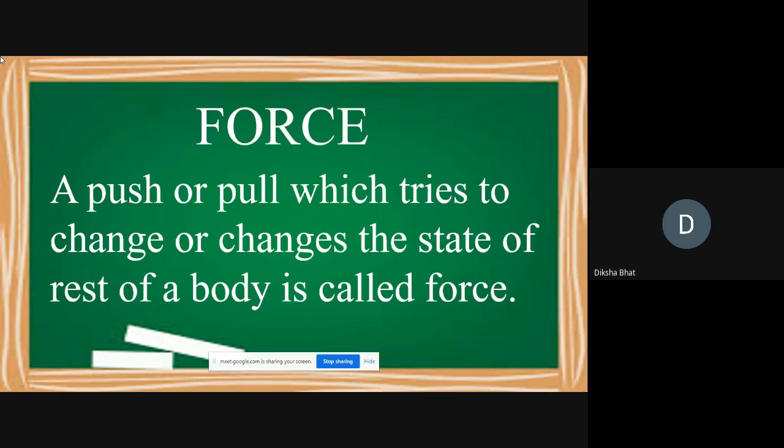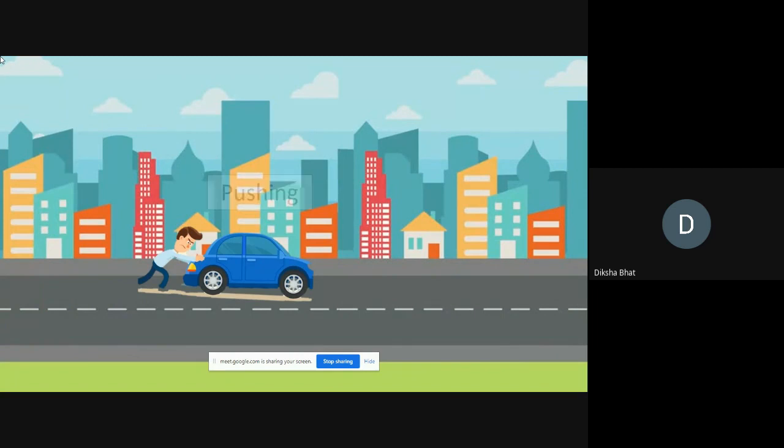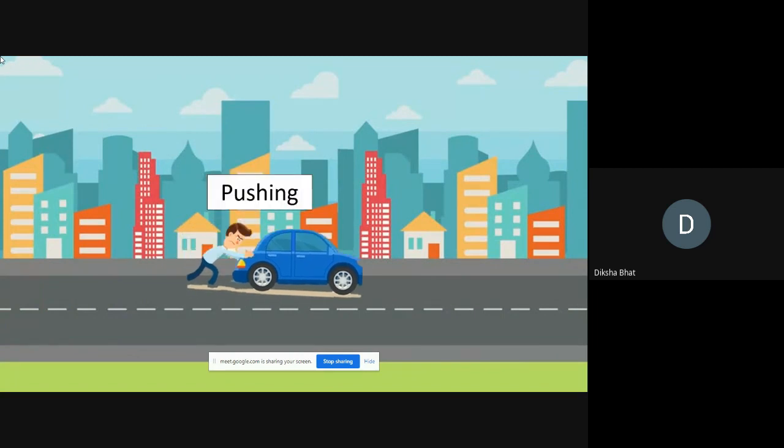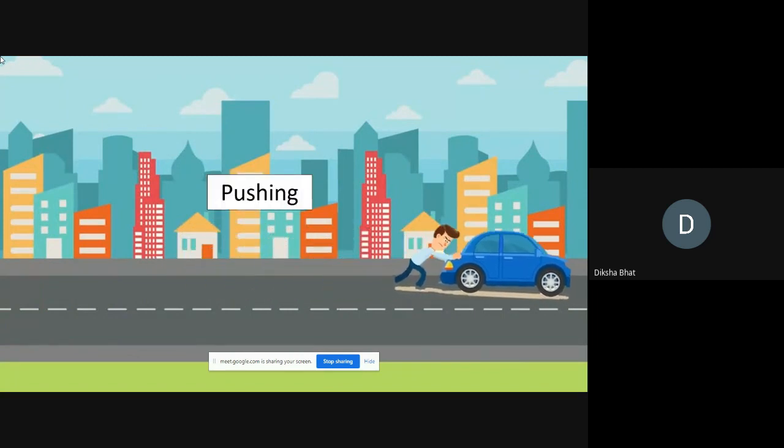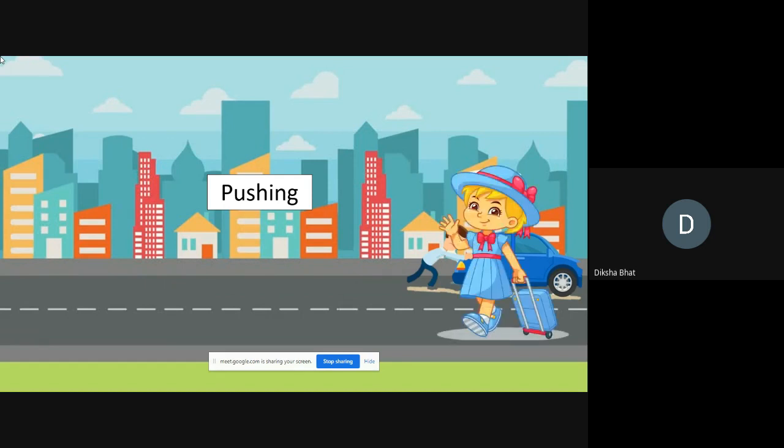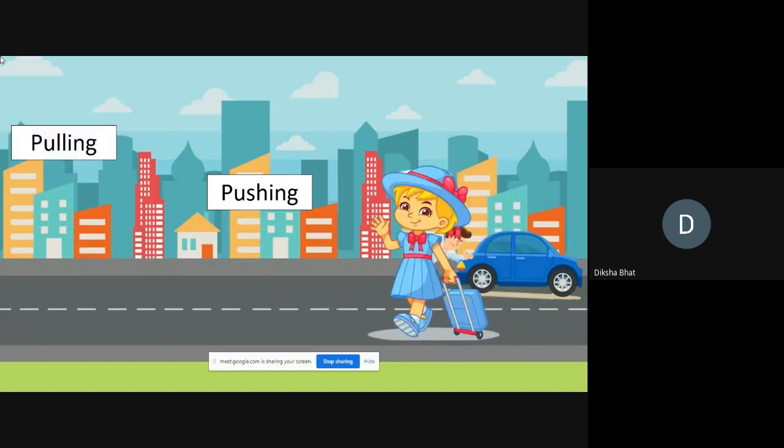As you all said, a push or pull which tries to change or changes the state of rest of a book is called force. Let's take one example. You can see a boy is trying to push a car. That is, a boy is trying to change the state of rest of the car. Now let us take one more example. Here you can see a girl trying to pull her trolley bag.